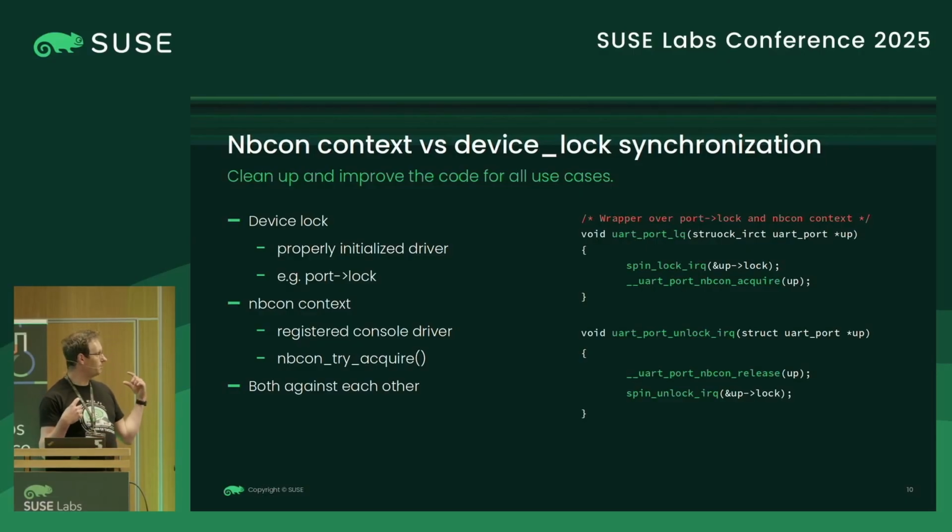And because the new special lock is connected with the struct console, it basically gets connected with the device only when the device gets registered to be used as a console, because there might be many serial ports and just one gets associated with the serial console. Yeah, so we basically had to create some wrappers around these two locks to synchronize them against each other. And this wrapper actually has to be used in all this device driver code.